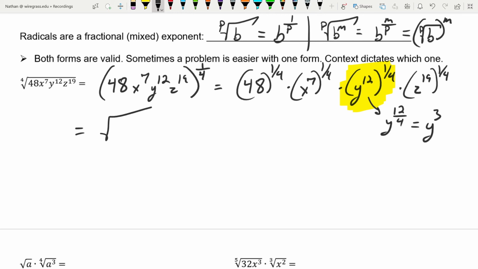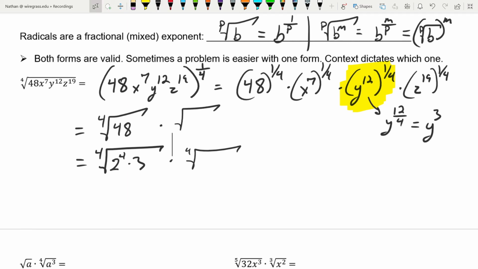So for the first one, we can have the 4th root of 48. Well, 48 is the same thing as 16 times 3. And I like 16 because 16 is 2 to the 4th power. So I can rewrite that as 2 to the 4th power, and that means I can break up the radical and reduce that. Now, x to the 7th is the same thing. Let me just write it like this. And 7 can be rewritten as 4 plus 3, so x to the 4th times x cubed. Again, the 4th root of x to the 4th power cancels, so that gives us a simpler statement.